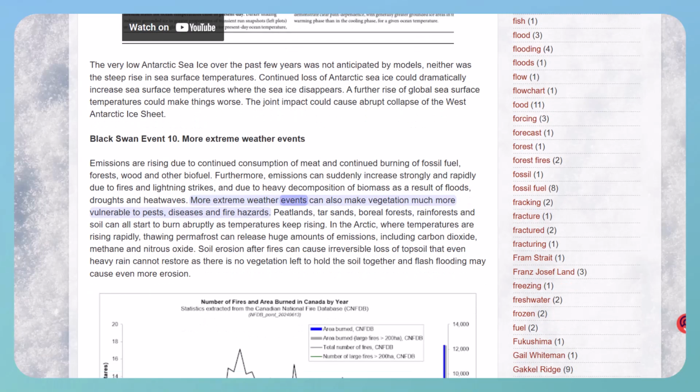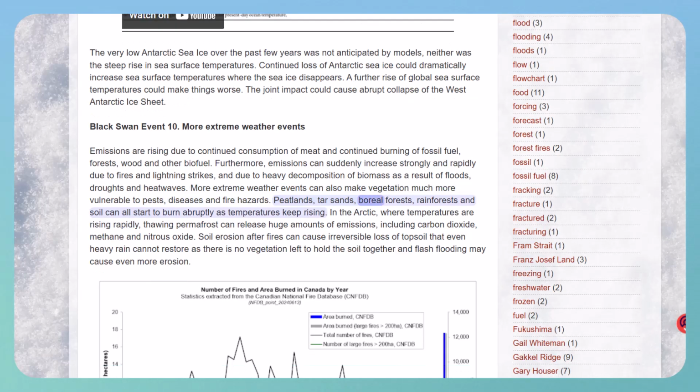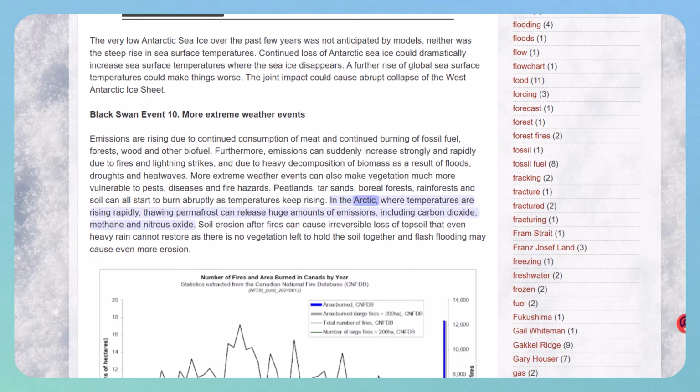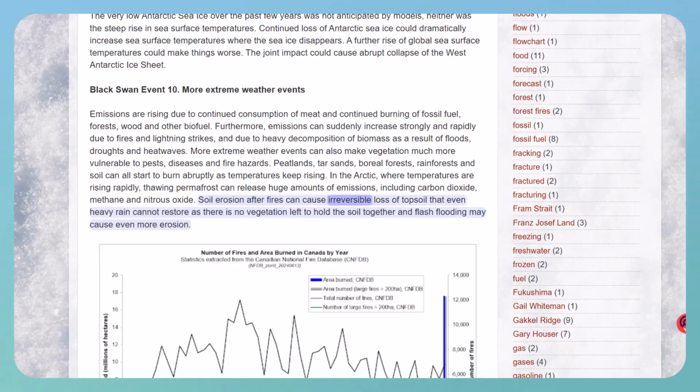More extreme weather events can also make vegetation much more vulnerable to pests, diseases, and fire hazards. Peatlands, tar sands, boreal forests, rainforests, and soil can all start to burn abruptly as temperatures keep rising. In the Arctic, where temperatures are rising rapidly, thawing permafrost can release huge amounts of emissions, including carbon dioxide, methane, and nitrous oxide. Soil erosion after fires can cause irreversible loss of topsoil that even heavy rain cannot restore, as there is no vegetation left to hold the soil together, and flash flooding may cause even more erosion.